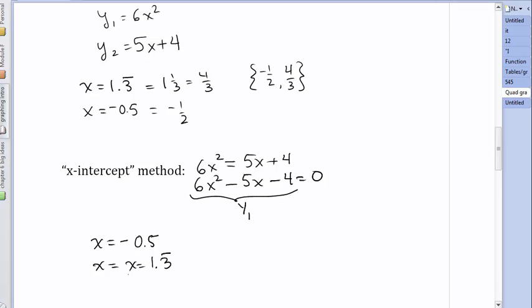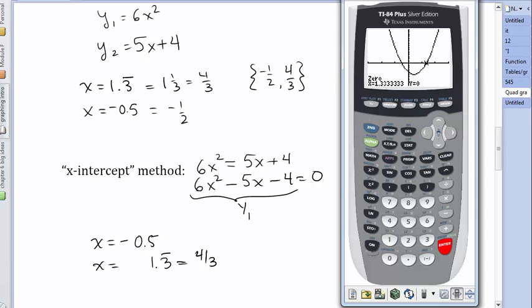I guess I didn't need to write this x equals again. Or 4/3. So if you want to look at one graph, you can use the x-intercept method. If you want to put 2 separate sides of the equation in, you can do that and look for points of intersection. Either way, the solutions are the x values that your calculator or that the graph gives you.